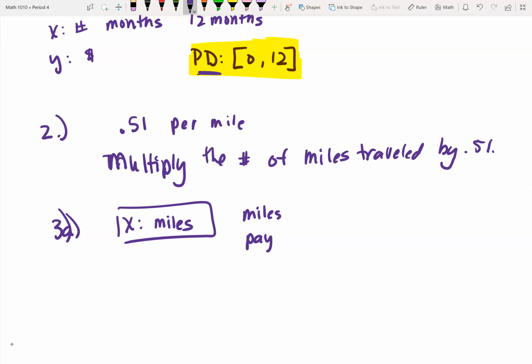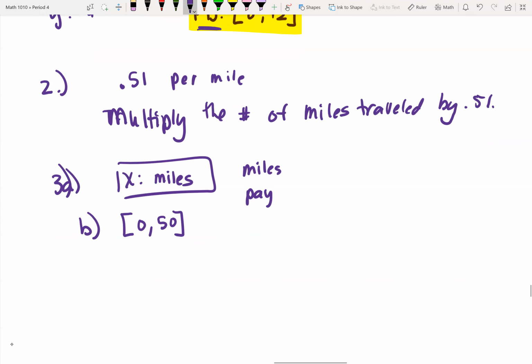And then B, find the practical domain. So domain is X. So you could go 0 miles, and the most you could go is 50, so it looks like that, okay? Question C, the practical range. Well, if you don't go any miles, you don't get any money. The Y stands for money. If you go 50, then it's 50 times 0.51.